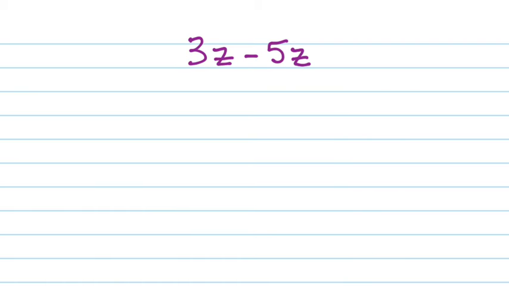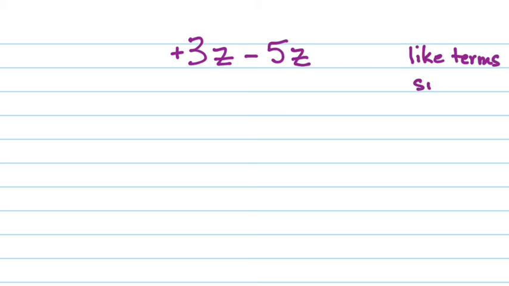First of all, we want to combine these. In order to combine them, they have to be like terms. Are these two like terms? Yes, they're both z terms. Good. If that's the case, then I'm going to combine the coefficients and then keep the base and exponent. So my coefficients are positive 3 and negative 5. Are those signs the same or different?